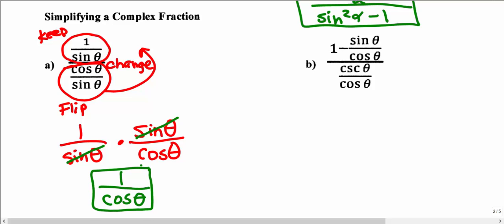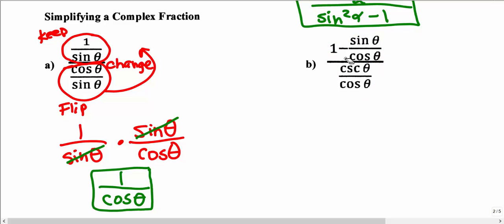Now that only works if I do one fraction divided by one fraction. If I look at example B, if I have more than one fraction on the top, here we actually have 3 separate pieces. We have sine theta divided by cosine theta, and then we have cosecant theta divided by cosine theta. We actually have 3 separate pieces. On top we don't just have one fraction, we have more than that.